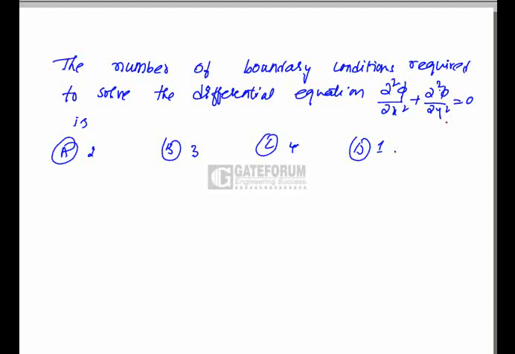Number of boundary conditions for the differential equation del square phi by del x square plus del square phi by del y square equal to 0. Now it is clearly a second order differential equation. So the number of boundary conditions required are 2. That is option A.